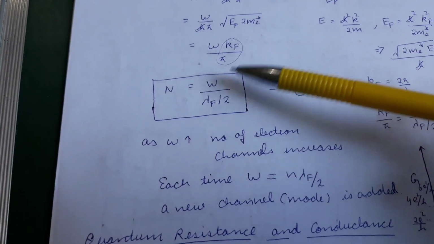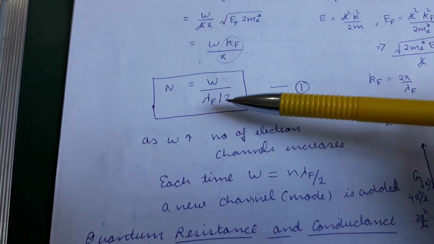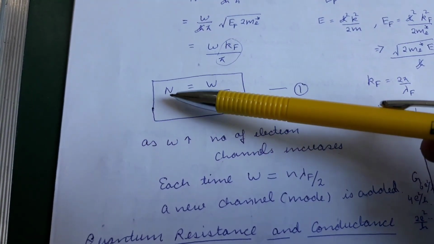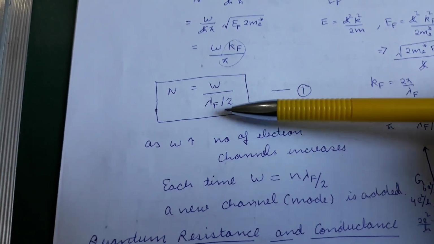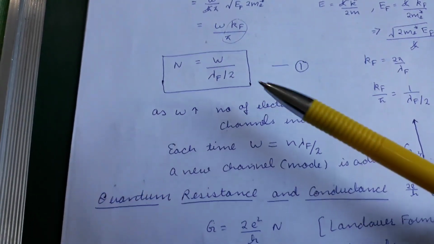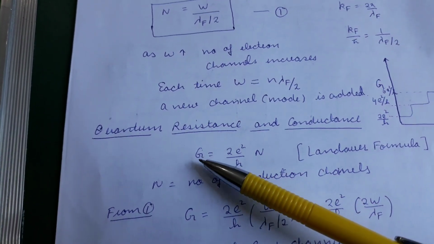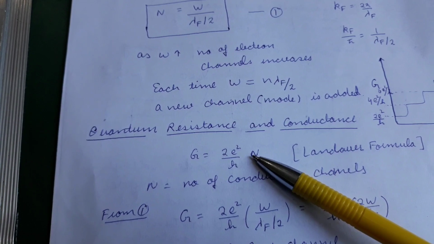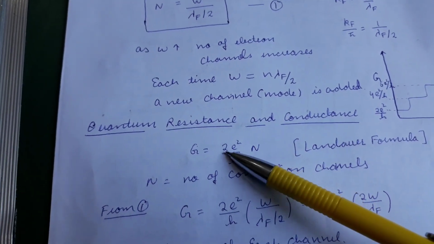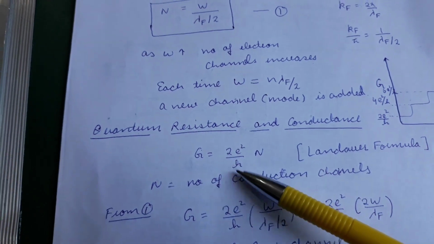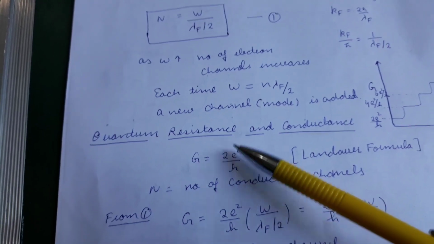As the width increases in multiples of lambda f upon 2, there will be one channel added for every increase in W of the order of lambda f upon 2. If n increases, so will the conductance, and it will also increase in quantized ways. So it will always be a multiple of 2e square upon h. The lowest value of conductance, for the first channel, will be 2e square upon h.